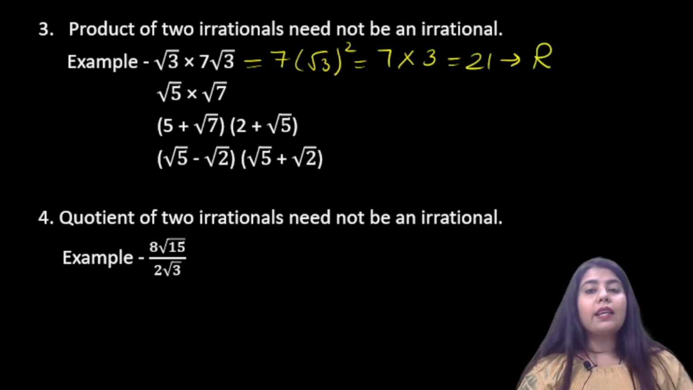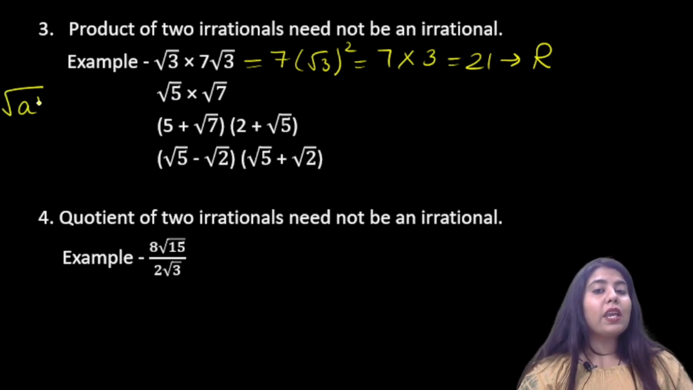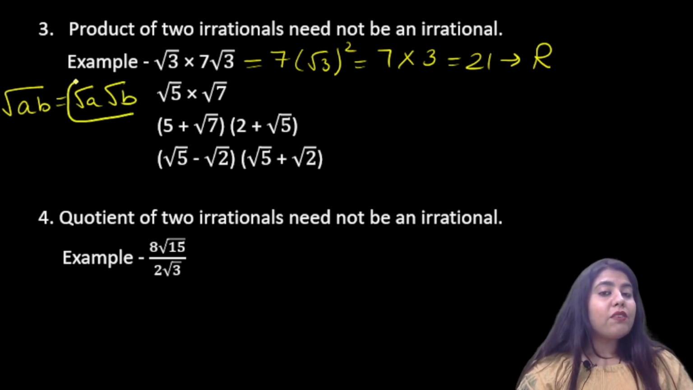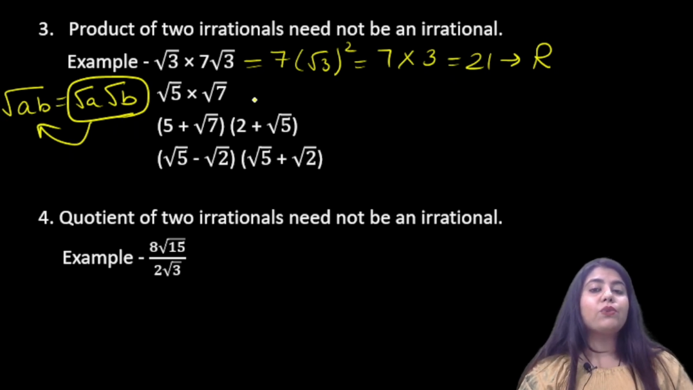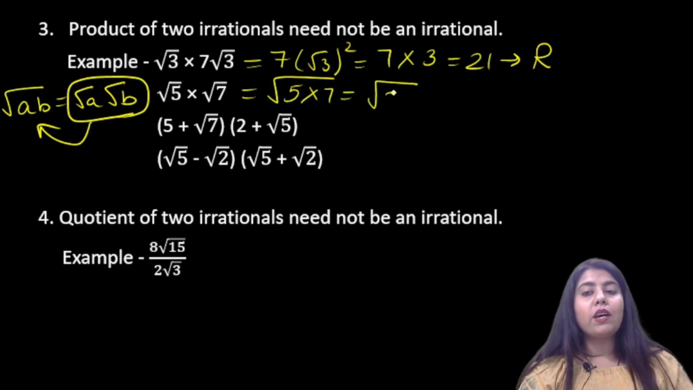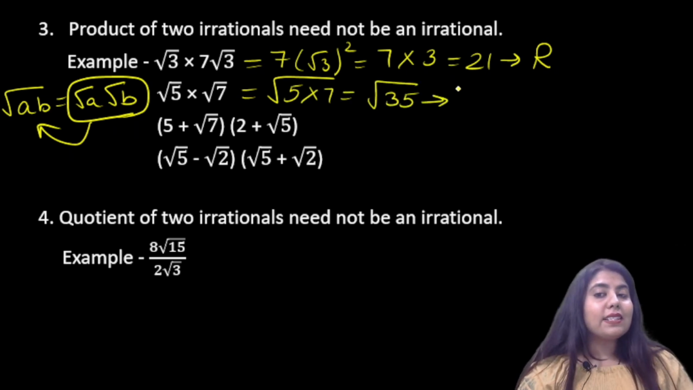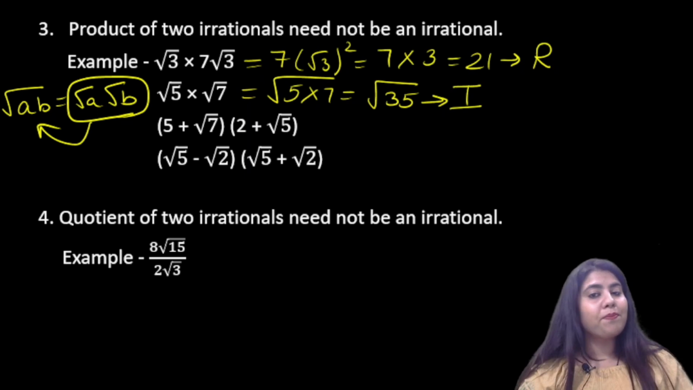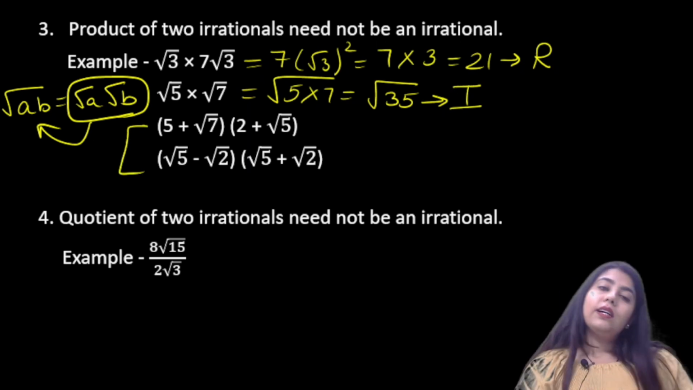Now if we take the second example, root 5 into root 7. There is the formula root AB equals root A into root B. Similarly, we can converse it also. Root A into root B is equal to root AB. So root 5 into root 7 is equal to root 5 into 7, which is square root 35. And 35 is not a perfect square. It means square root of 35 is an irrational number. Clear? Similarly, we can check them out. Okay.